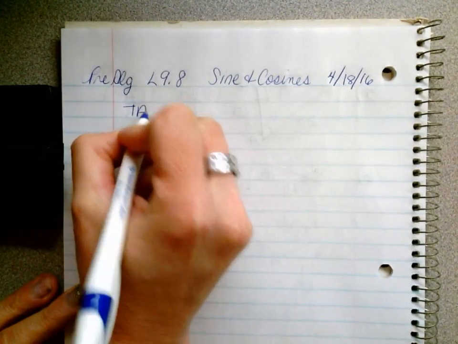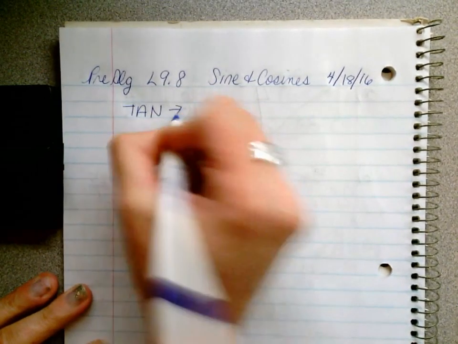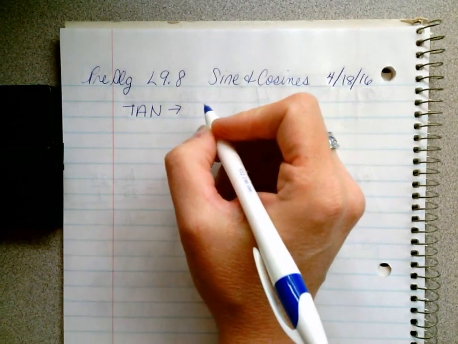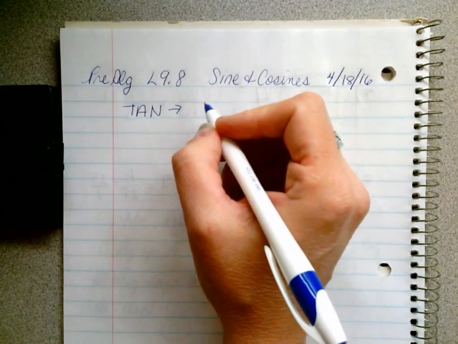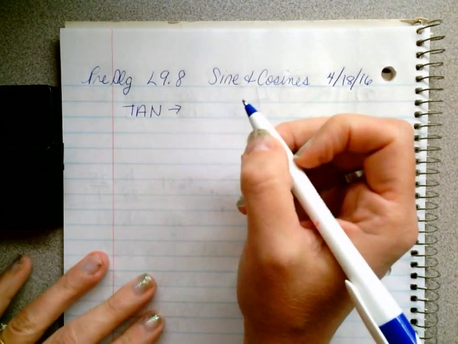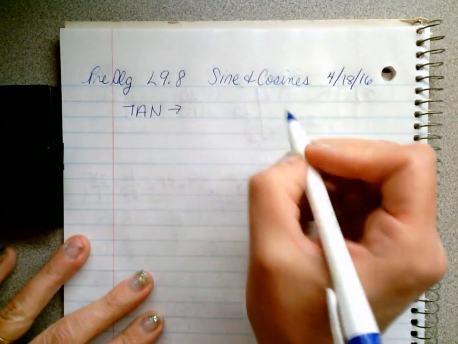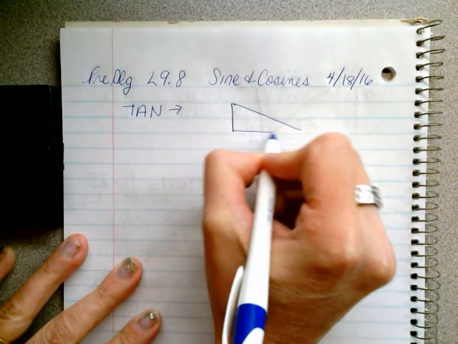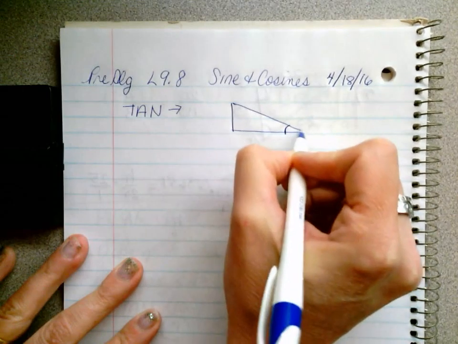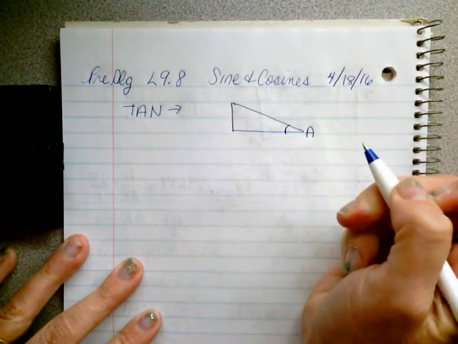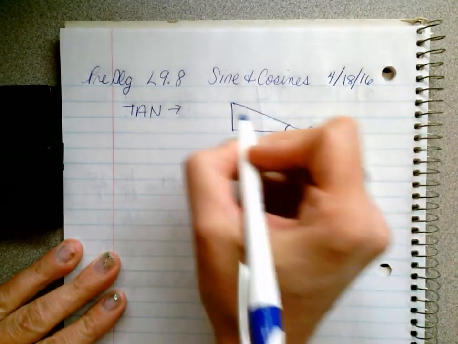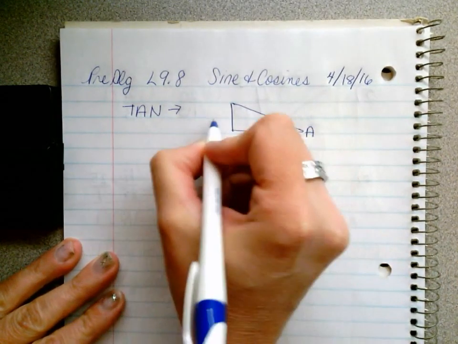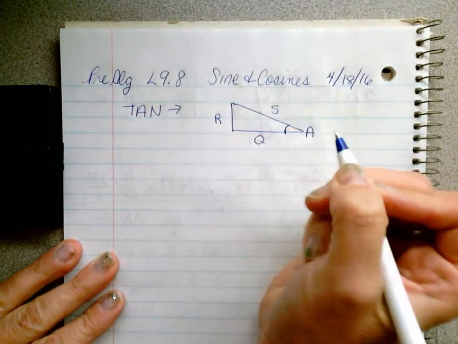So just to review from yesterday, the tangent is back on page, where was it? Back on page 489, and they kind of sketched it something like this. And I'm going to call that angle A. And I'm going to call this Q, R, and S.